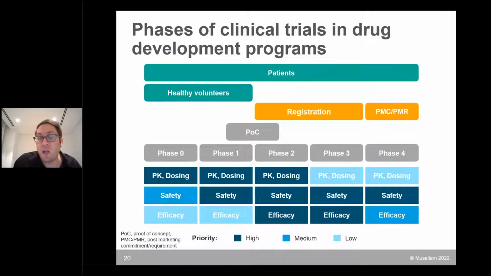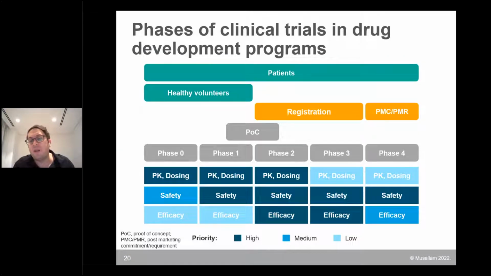These usually are done on healthy volunteers. Sometimes they are done on patients if the drug is approved for another indication, for example. And then you move to your phase 2, where you start looking at elements of efficacy to see a signal of effect, not only safety. And then you confirm these findings of safety and efficacy in the phase 3, which is usually what you use to register the drug with the regulatory agencies.